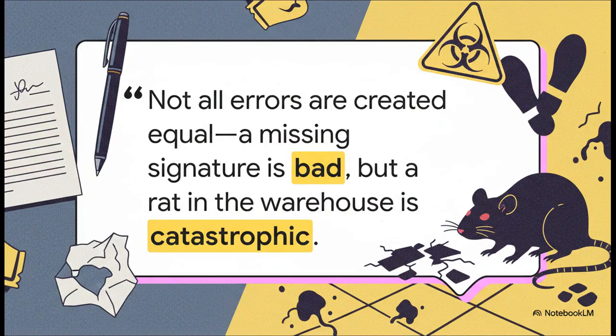I mean, think about it this way. A missing signature on a document, that's a problem, for sure. But finding pests in a sterile production area, that is a full-blown crisis. If you treat both of those things with the same level of urgency in your report, you're going to lose all credibility and nobody will know what to focus on.